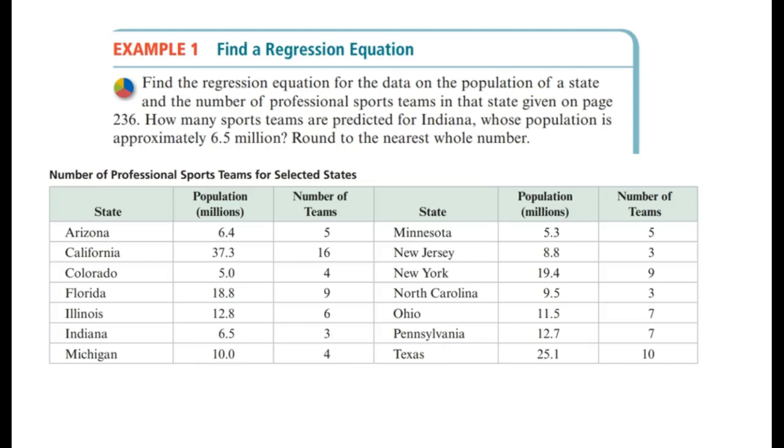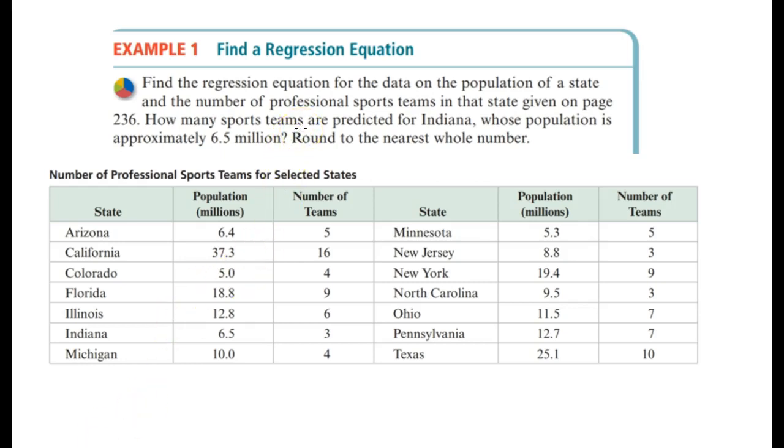All right, here we are. We have the example one problem, and we want to find the regression equation for the data on the population of a state and the number of professional sports teams in that state. Given on page 236. We have listed below, and we want to know how many sports teams are predicted for Indiana, whose population is approximately 6.5 million. Okay, so the first step is to find the regression equation.